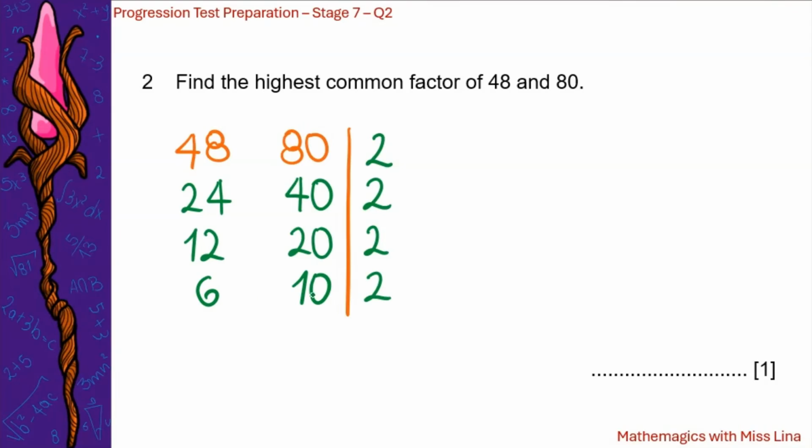Once again, 6 divided by 2 is 3. 10 divided by 2 is 5. And then, since 3 and 5 are both prime numbers, we cannot divide by anything in common. So the process is over.